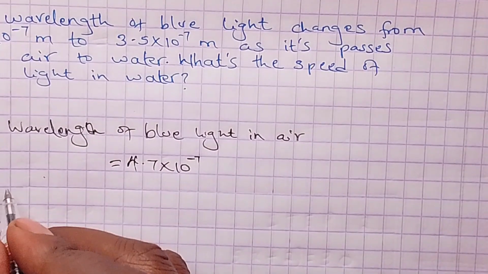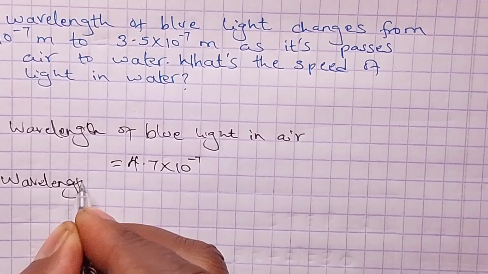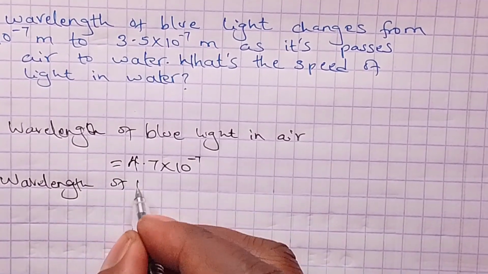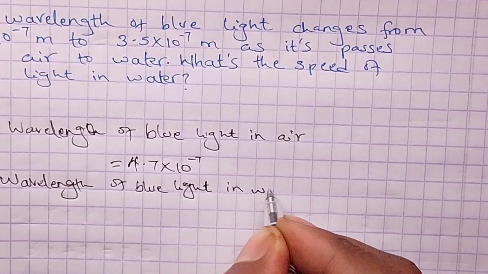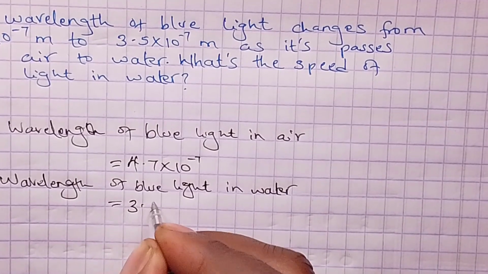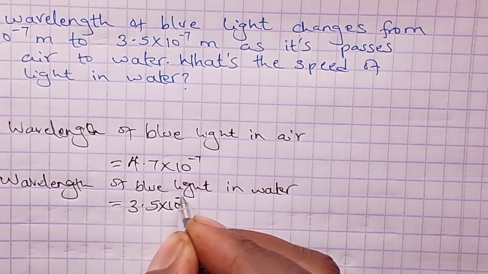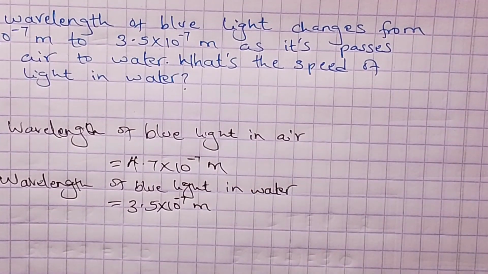Second thing is that the wavelength of blue light in water, that is 3.5 times 10 power negative 7 meters. Okay, that's the second thing we are given.